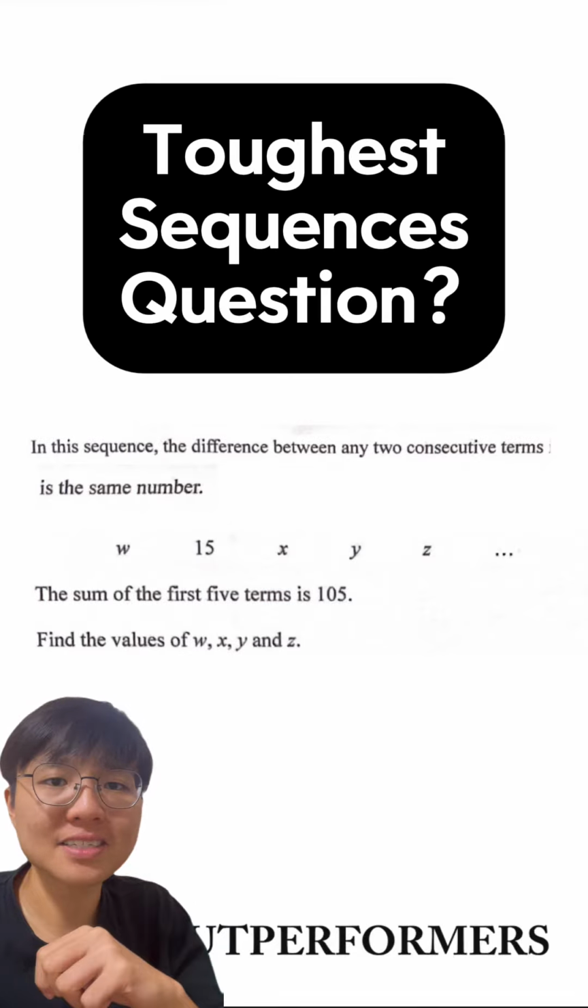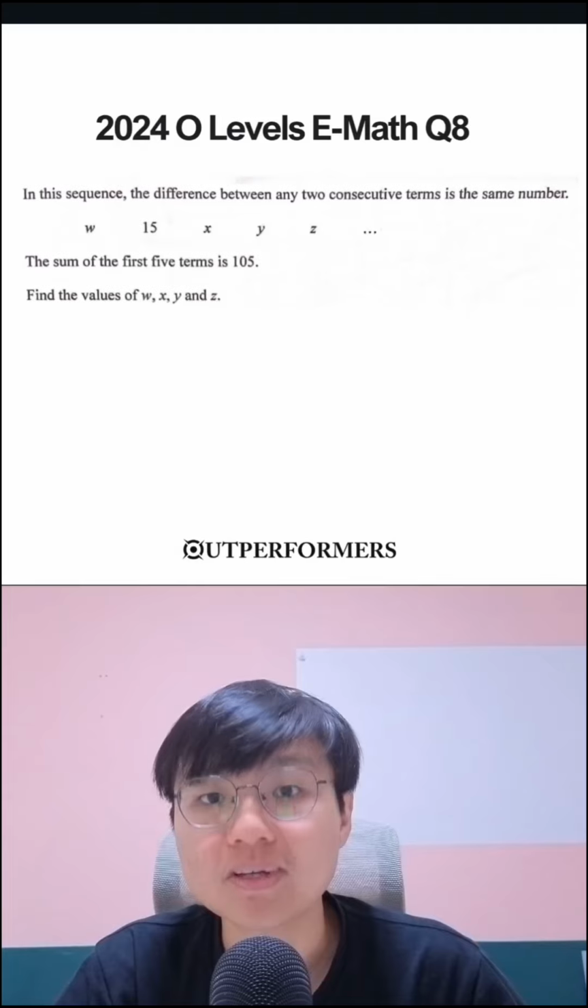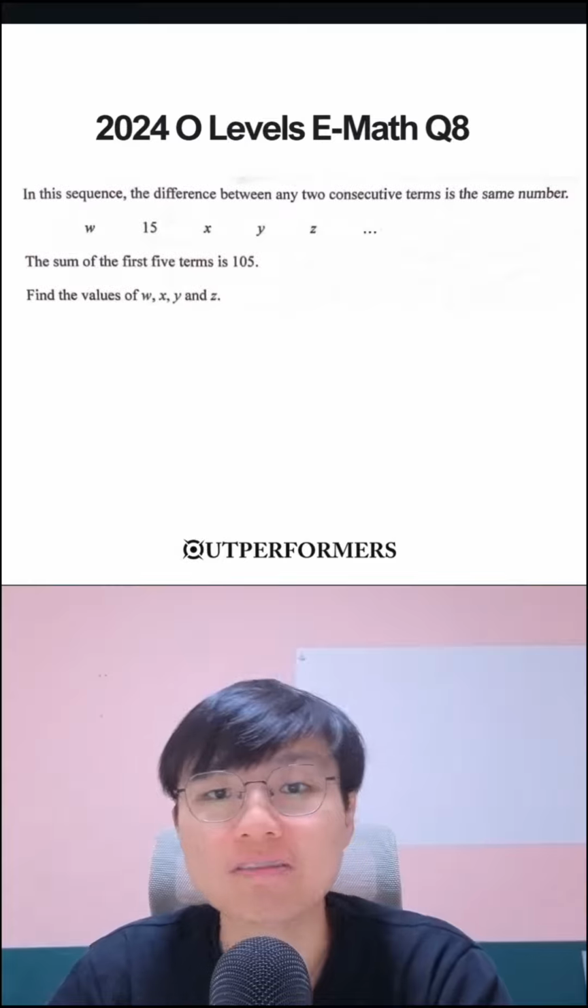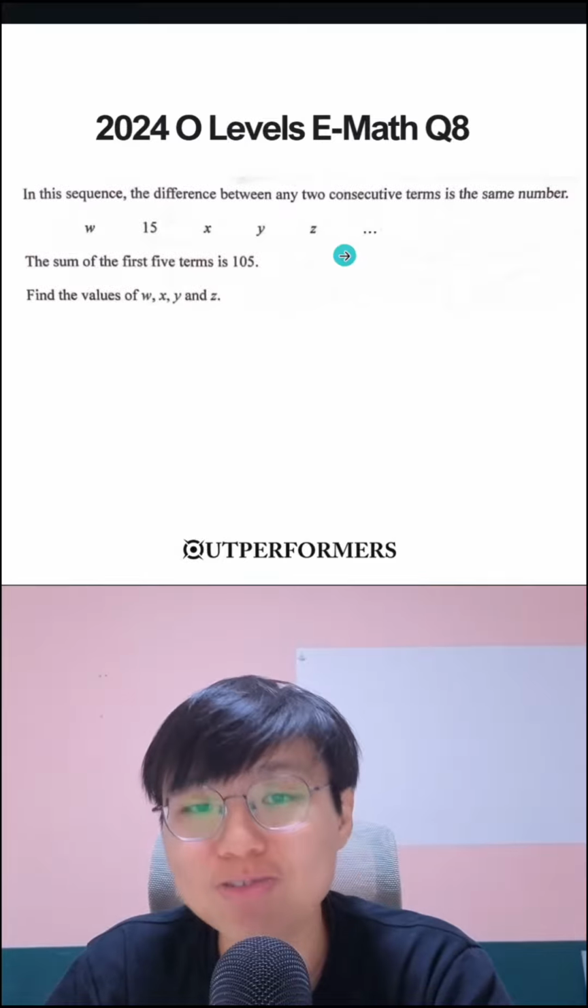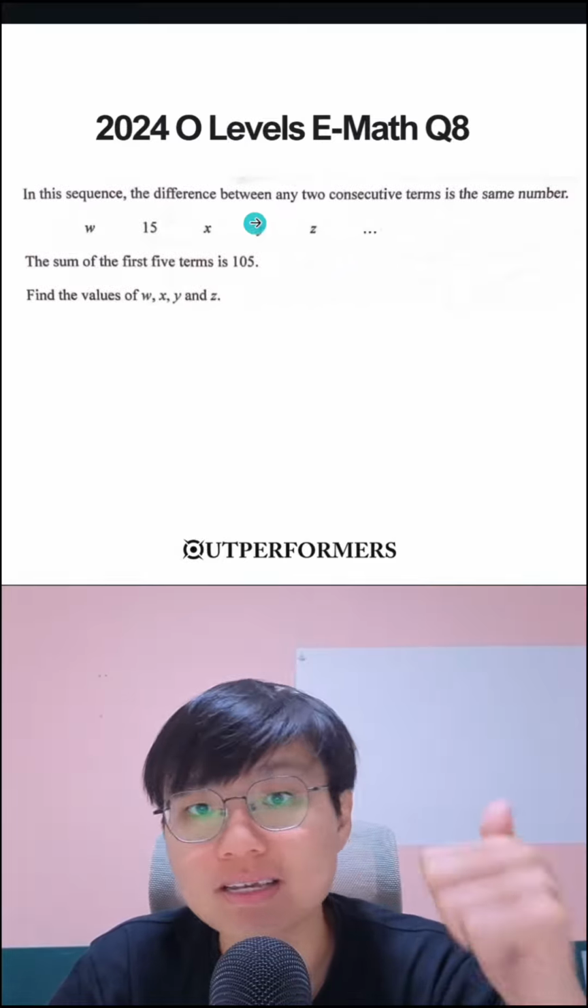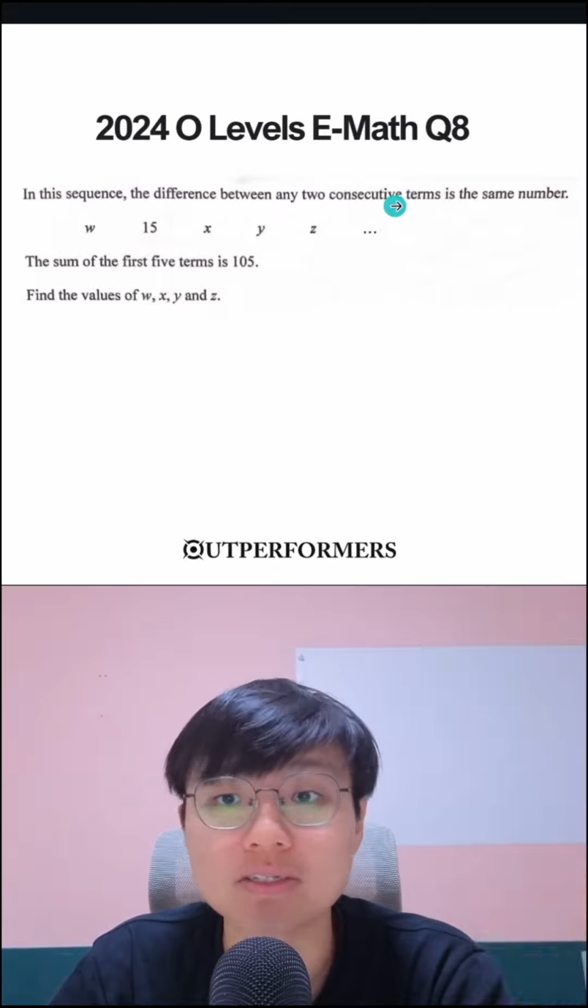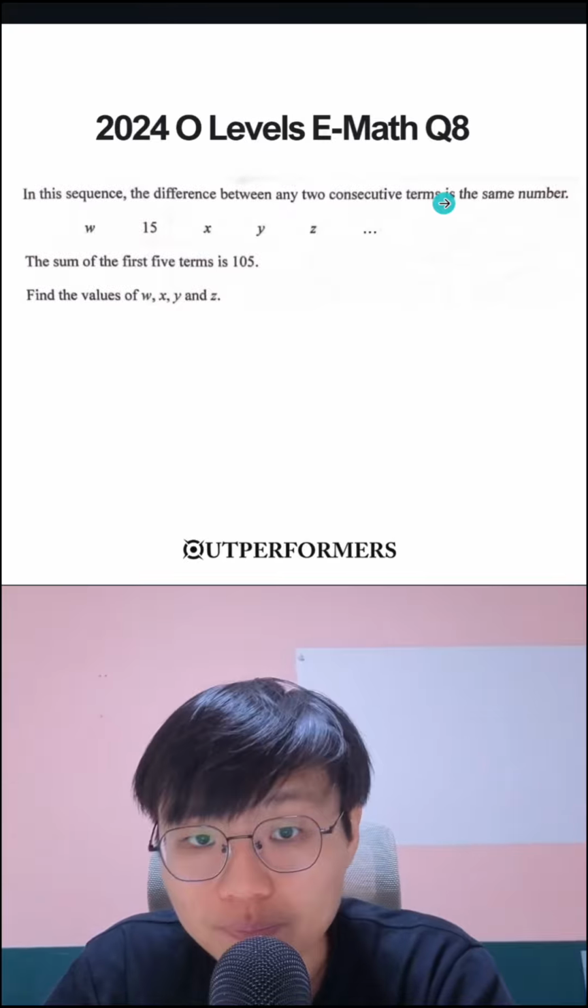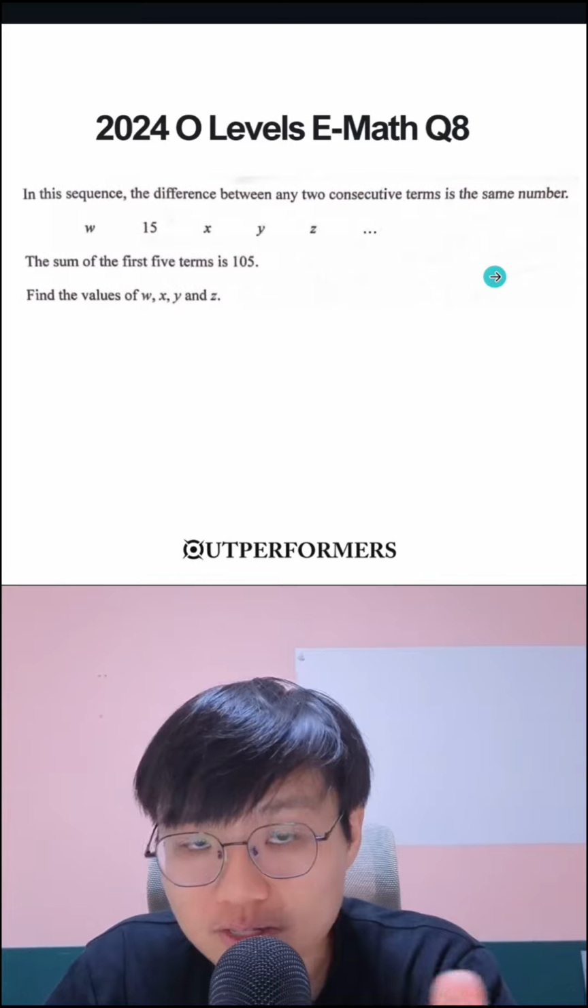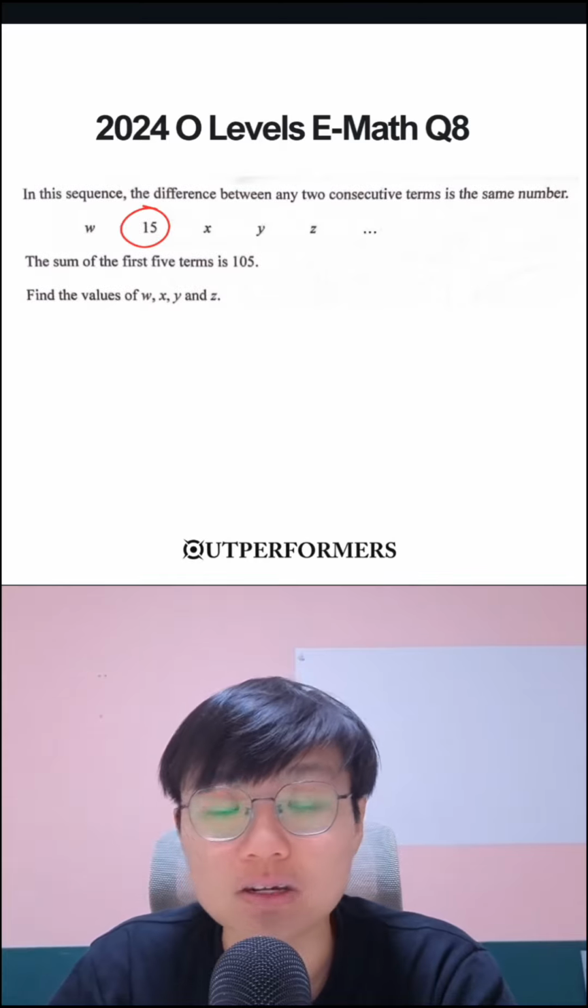Is this the toughest sequences question type? Let's find out. So in this 2024 question, we have a sequence and we have many unknowns over here. But one piece of information is that the difference between any two consecutive terms is the same number. All right. And we have two values given to us. One is 15 and the other is the sum, 105.